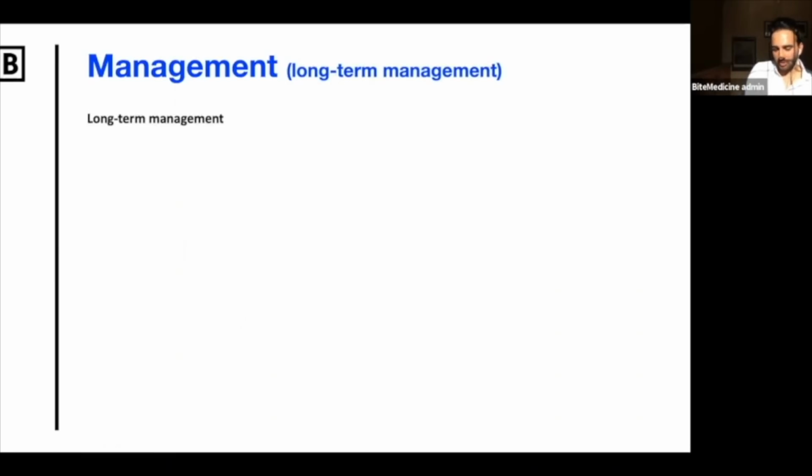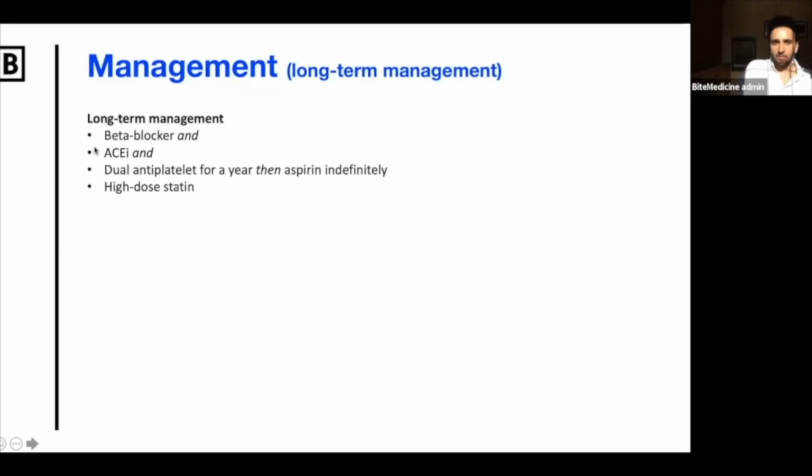What kind of things do you think, before I bring it up, that we're going to need as secondary prevention? Statins, ACE inhibitors, beta blocker, good. Perfect. So beta blocker. What's the most common beta blocker that we're going to use? A nice cardioselective one, bisoprolol, perfect. ACE inhibitor, example. Ramipril, great.